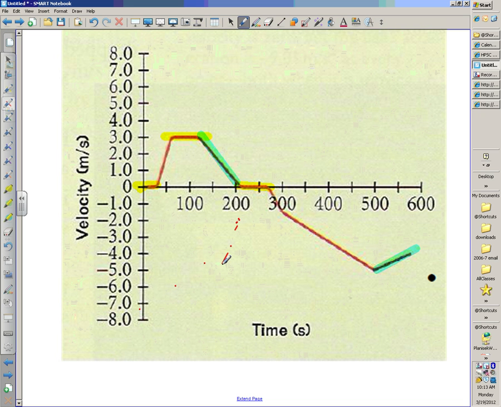Now, where am I on this graph? At the 200 mark. Okay? Because the whole time I've been going which direction? I've been going forward the whole time. Okay? I sped up and I slowed down, but I'm still going forward. Okay? So, give me a little arrow right where I am right now. Right in the forward.